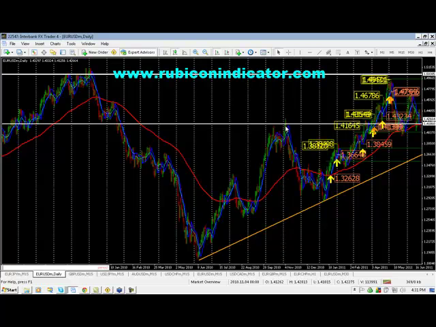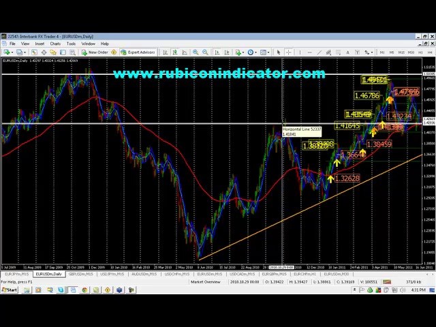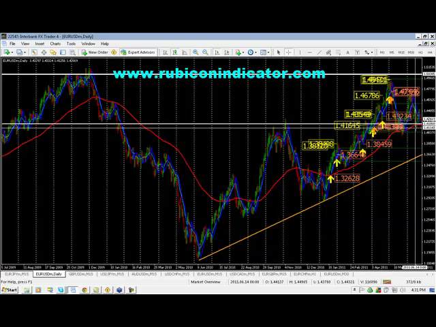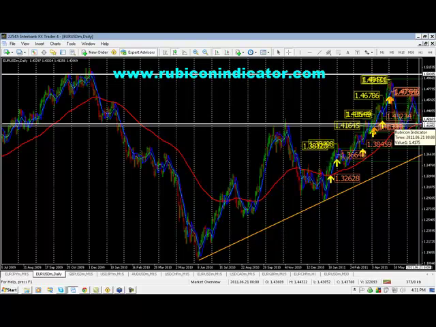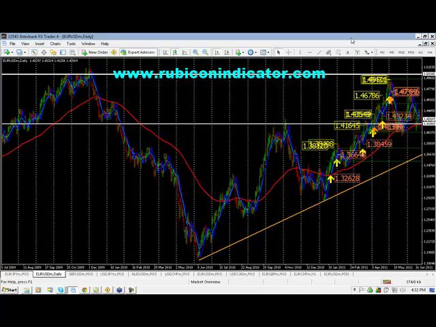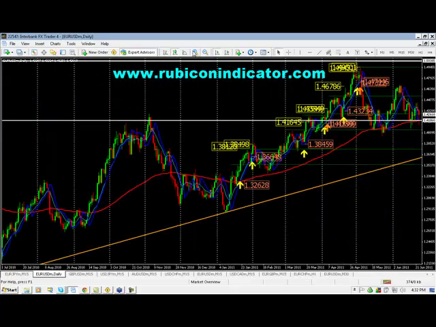Now, let's leave our 142 in there, because as it was the case over here, in other words, as it was resistance in November of 2010, it has become support for us here in June of 2011. So I also noticed that. I'll leave my trend line in there. Now let's blow it out a little bit.